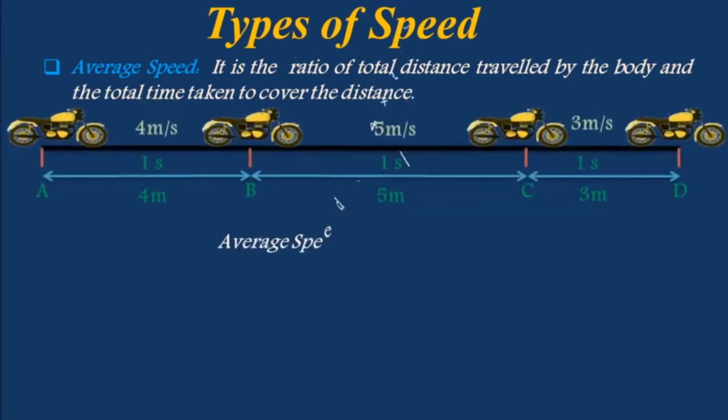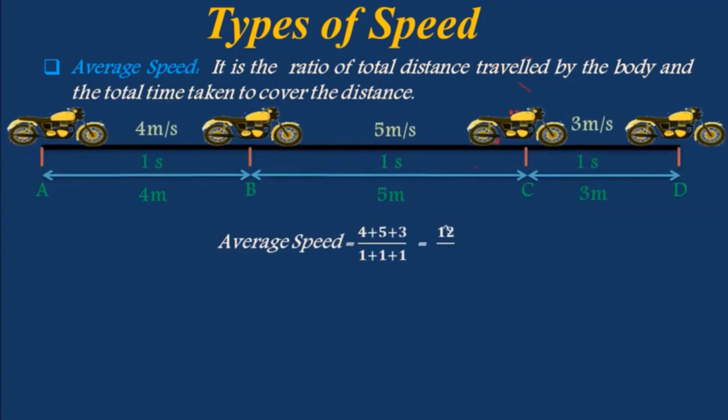Here the average speed of this bike: total distance travelled 4 plus 3 plus 5, that is 12, by time taken 1 plus 1 plus 1, that is 3. 12 by 3 equal to 4 meter per second. How can we find the average speed? The total distance travelled by the total time taken to cover that distance.